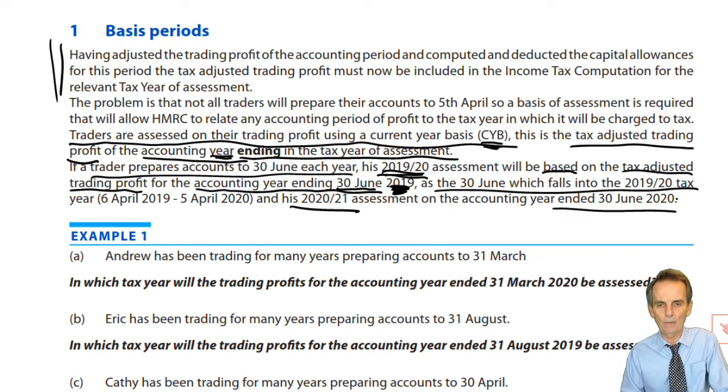its income tax computation, and the business prepares its accounts to the 31st of December. Well, what 31st of December falls within the 1920 tax year? Well, year ended 31st of December 19. That's the date falling in the 1920 tax year. So this part is a straightforward exercise.